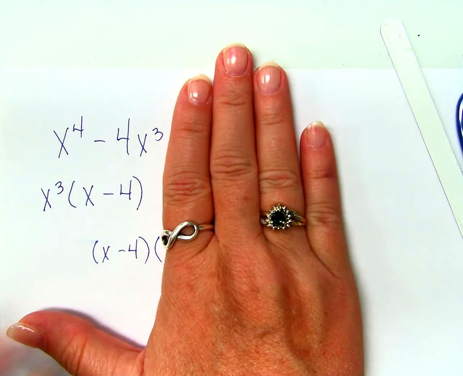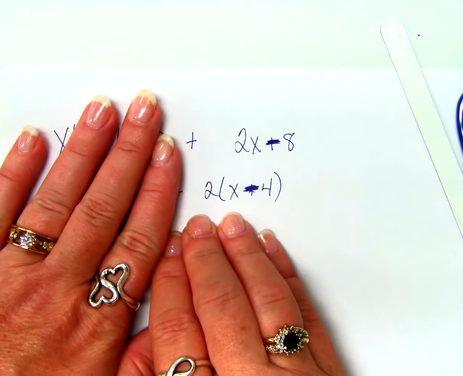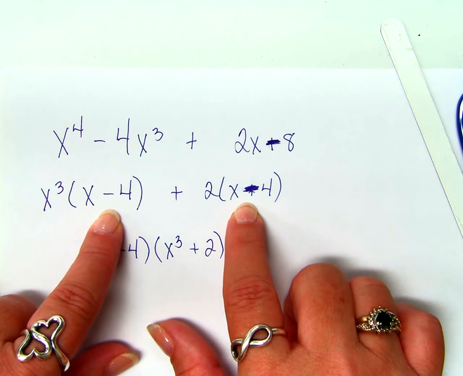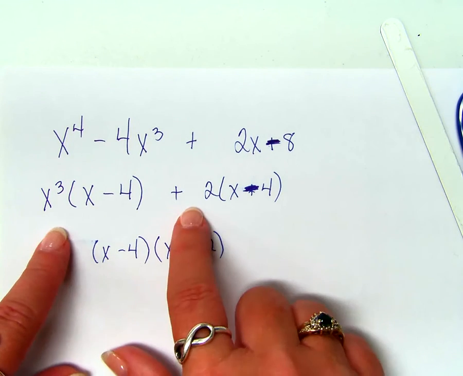We're going to group the first 2 together and get that far. Then we're going to group the second 2 together and get that far. And then we're going to look and see, do they have a common factor? And if they do, factor it out. What's left?